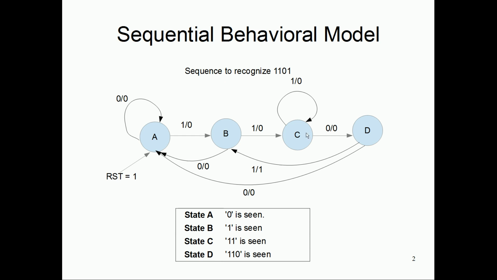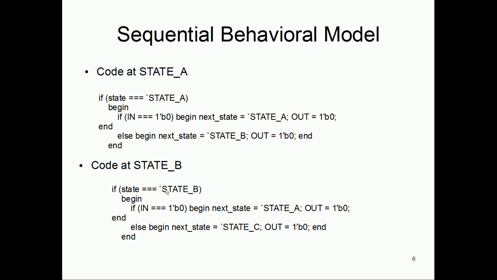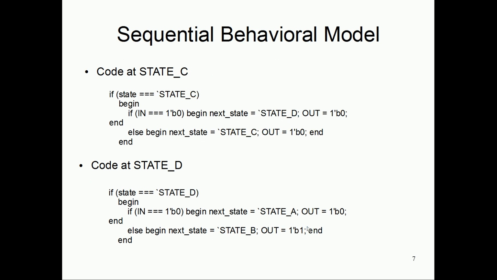If it is 1, go to state C and make all the outputs 0 during that state. So we define that if the state is B, then if in is 0, next state is A, out is 0. If it is 1, next state is C, out is 0. State C is similar: if the input is 0, next state is D, out is 0.